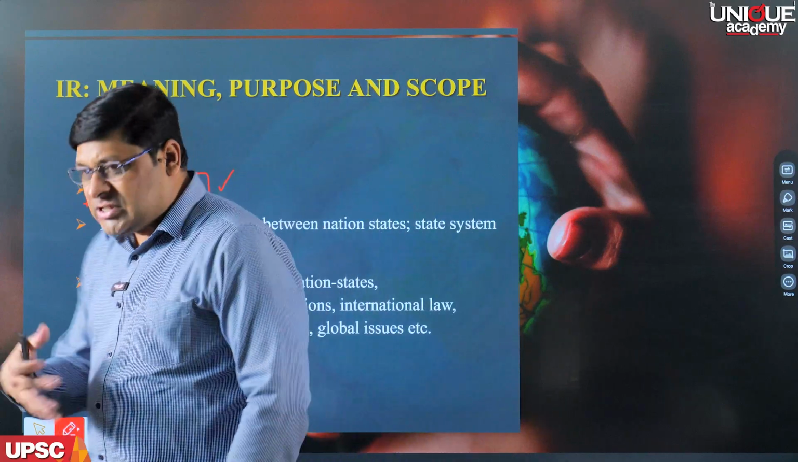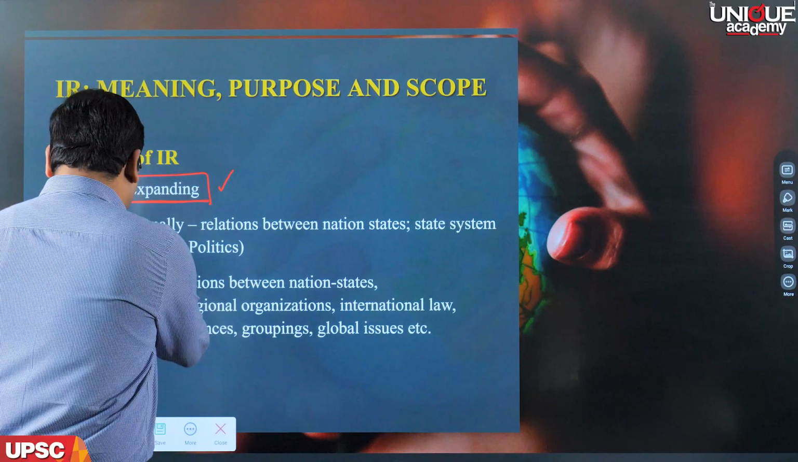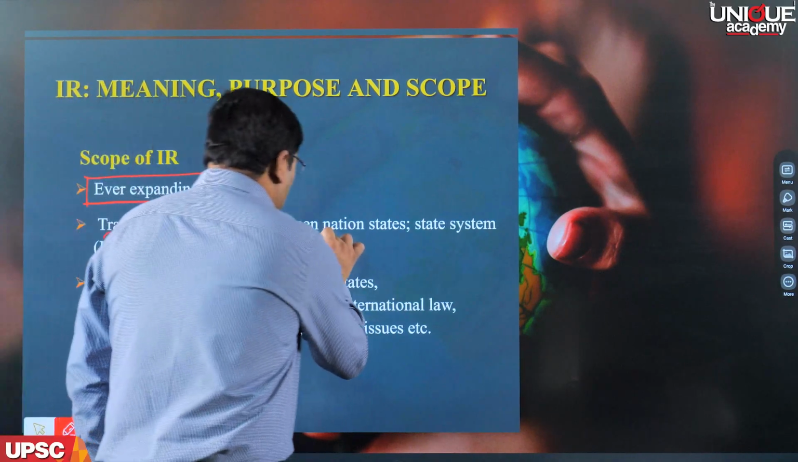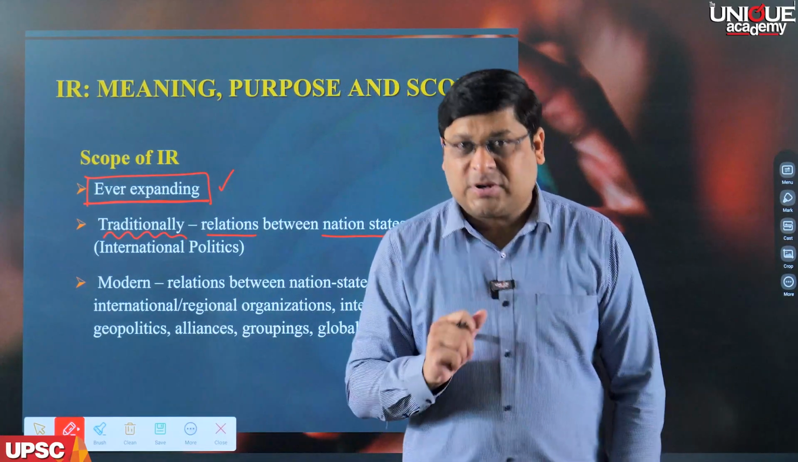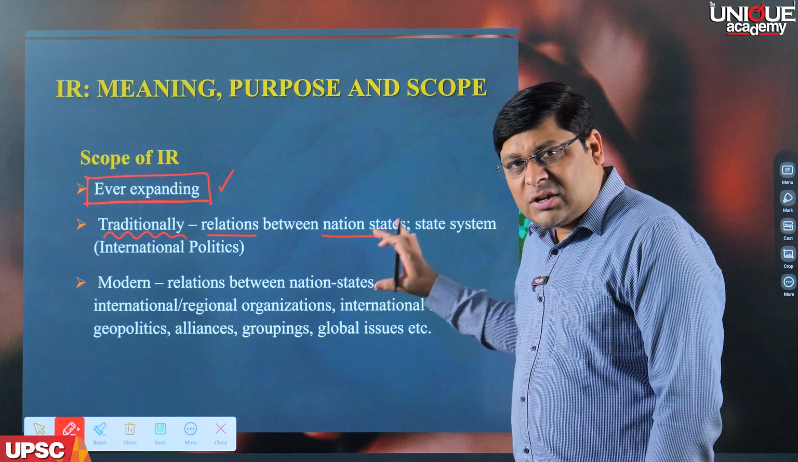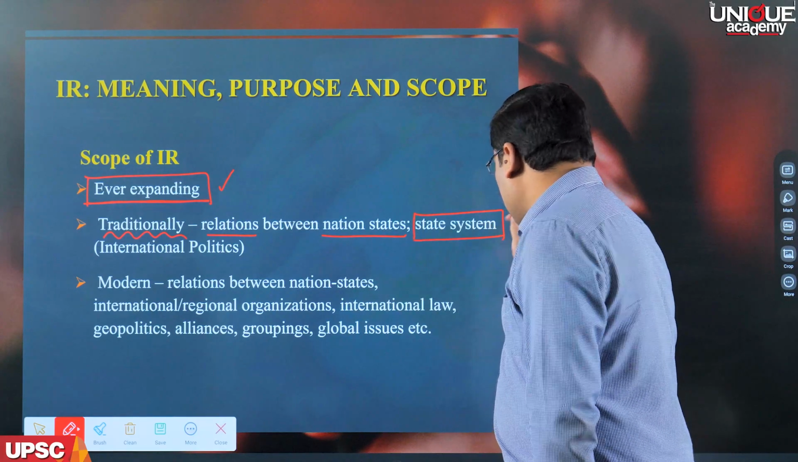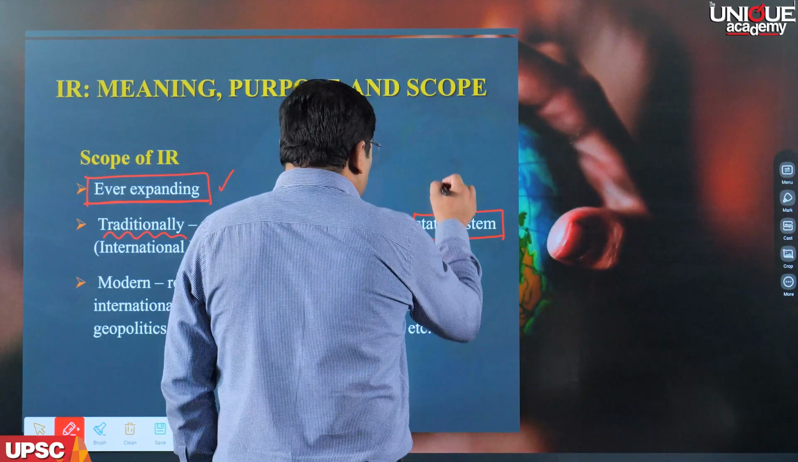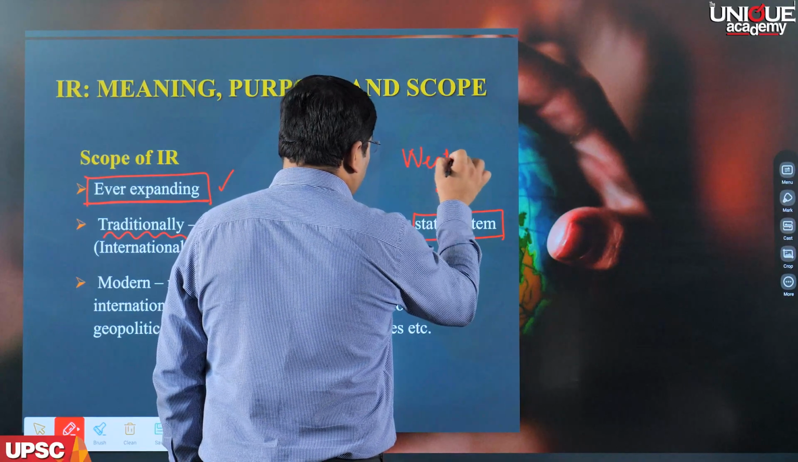Traditionally speaking, when that subject evolved as an independent subject since World War I, traditionally speaking, it was relations between nation states. That is what I was discussing while discussing the meaning of this subject, right? The relation between nation states, right? Which is called state system, right? Now this state system is called Westphalian in nature.